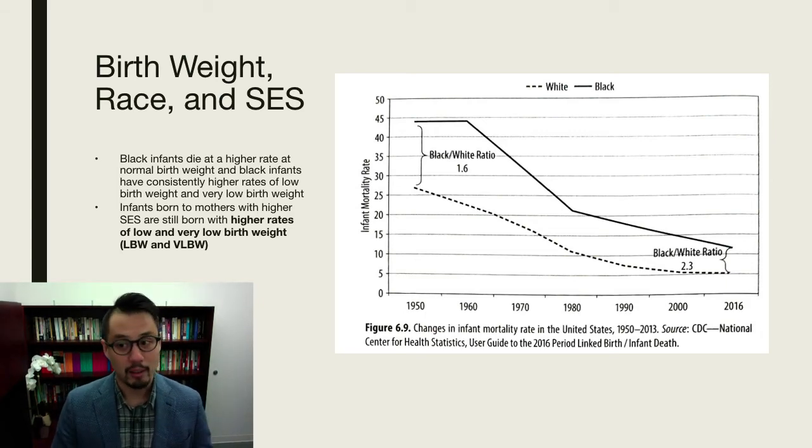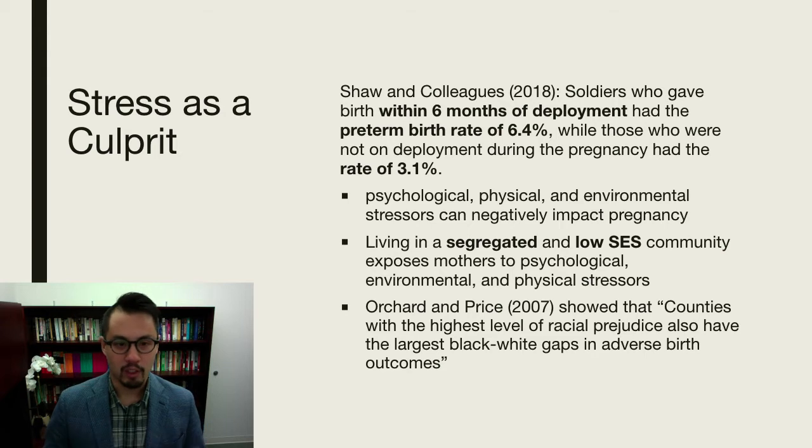Now, why is that? One of the hints comes from Shaw and colleagues' study in 2018, which showed that soldiers who gave birth within 6 months of deployment had a preterm birth rate of 6.4%, while those who were not on deployment during the pregnancy had a rate of 3.1%. Now, this study shows that psychological, physical, and environmental stressors can negatively impact pregnancy.